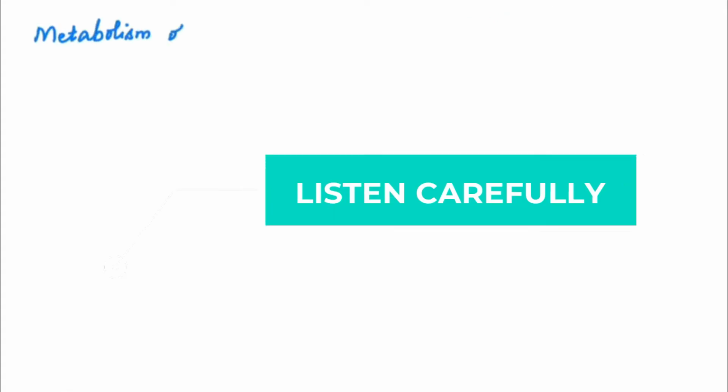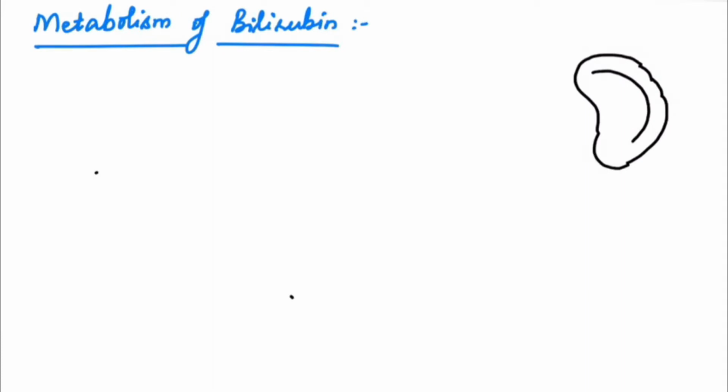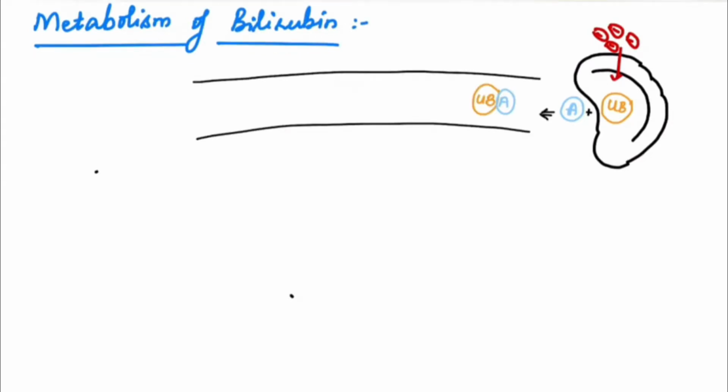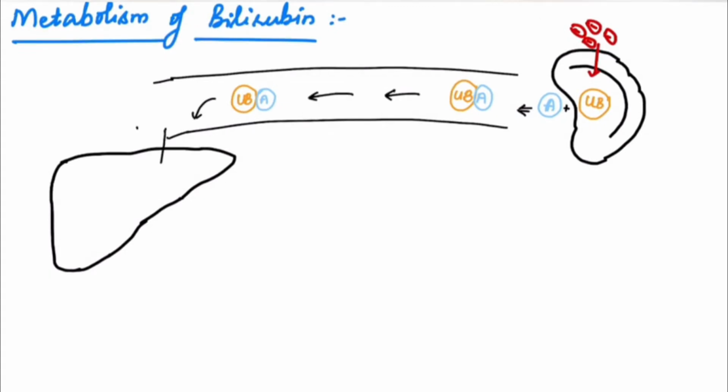Now, coming to the metabolism of bilirubin, which is very important, so please listen carefully. Starting from the spleen, the RBCs are broken down into hemoglobin, and hemoglobin is finally converted into unconjugated bilirubin in the spleen. This binds to albumin and is transported through the bloodstream to the liver. In the liver, the unconjugated bilirubin is taken up through a membrane transporter, and the albumin is sent back into the circulation.